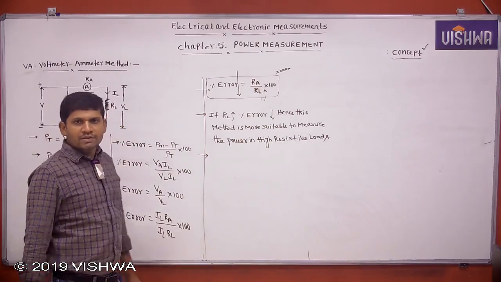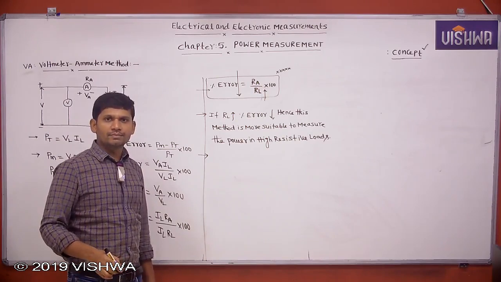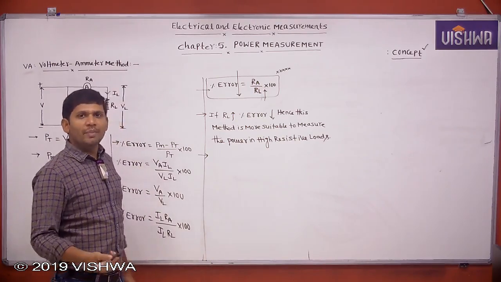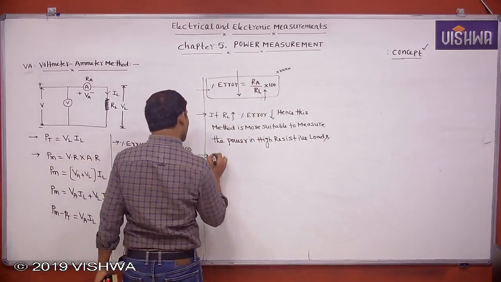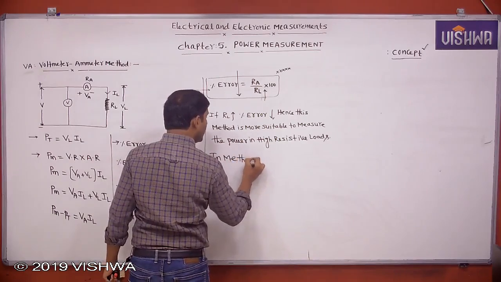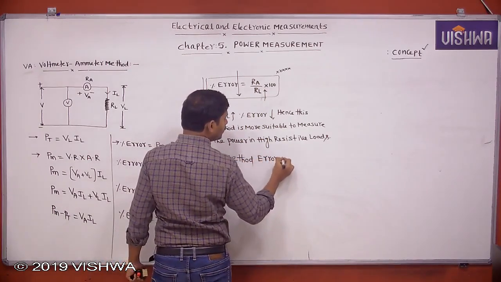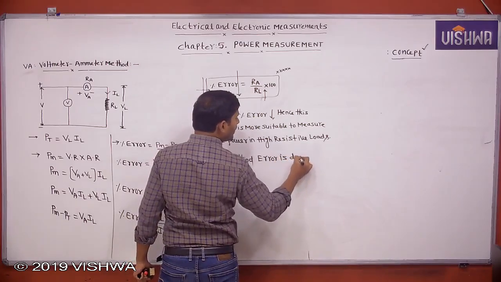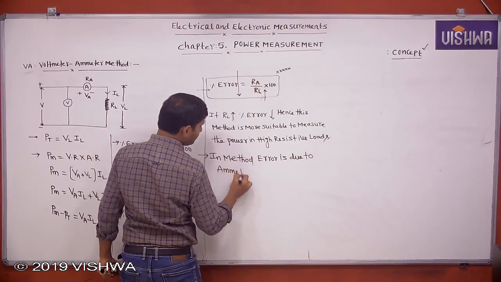Tell me, in this method the error is due to which one? Voltmeter or ammeter? Yes, ammeter. The meter which is connected to the load side gives the error. In this method, error is due to ammeter. Parallelly note down, don't wait. The ammeter which is connected at the load side gives the error.